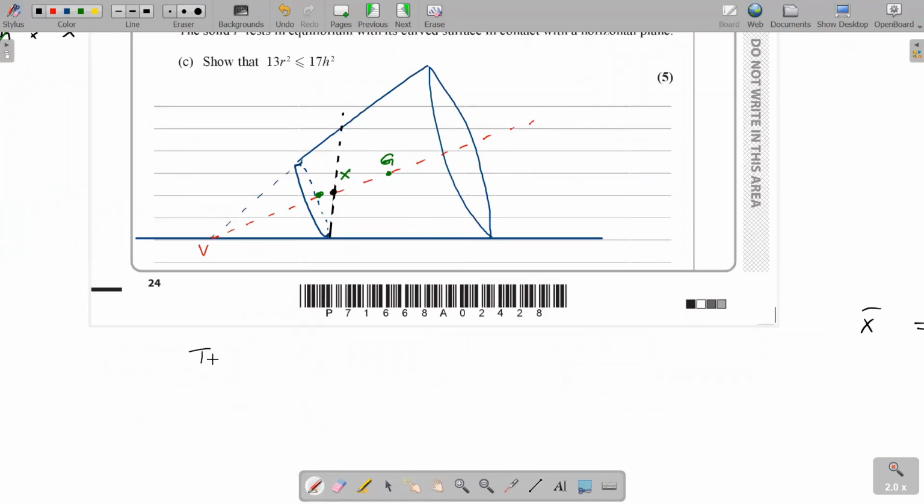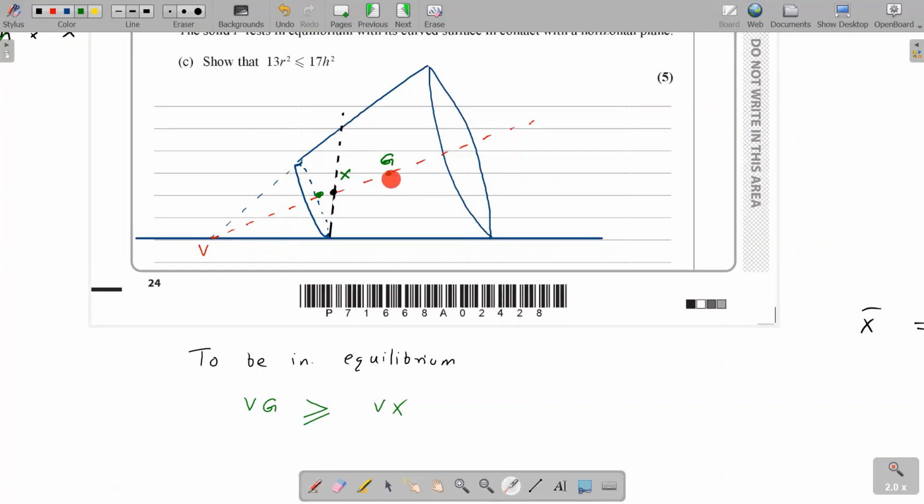Okay, so let me take the vertex as V, and now let's write the requirement to be in equilibrium. To be in equilibrium, if you talk about the distances, what is the requirement? The distance VG, can you see V to G distance, should be what? The VG distance should be greater than or equal to the VX distance. Do you agree with me?